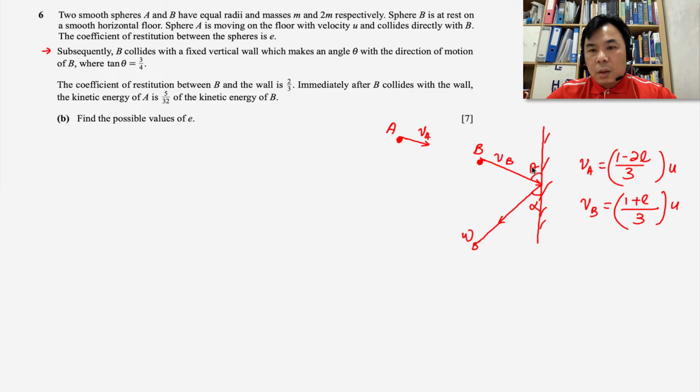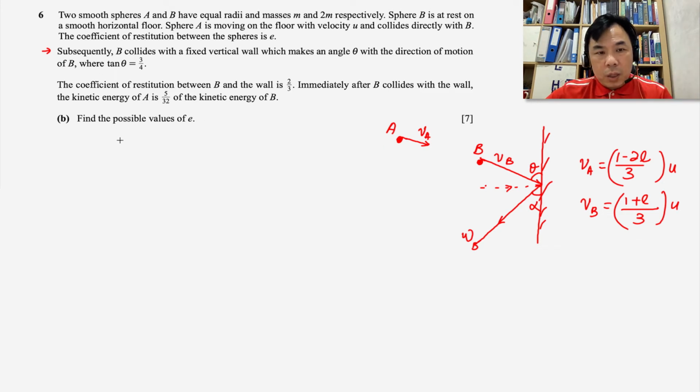Therefore, for collision with a fixed wall, we can consider the components of the velocity. We know that the only component of the velocity that has impact with the wall is the vertical component, that is, the component that is parallel to the normal itself. The component of the velocity that is parallel to the wall will not change.